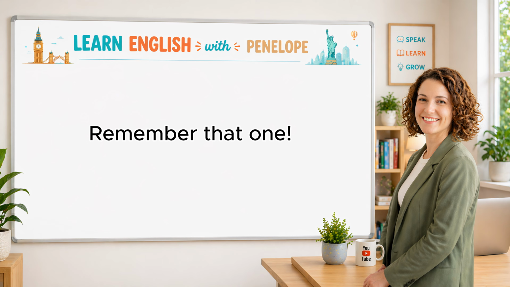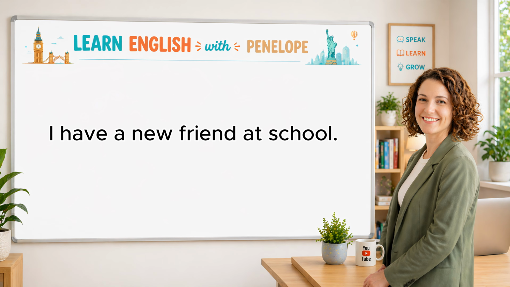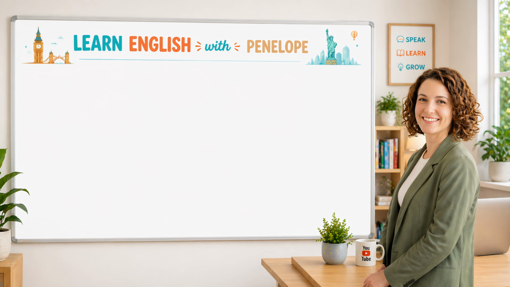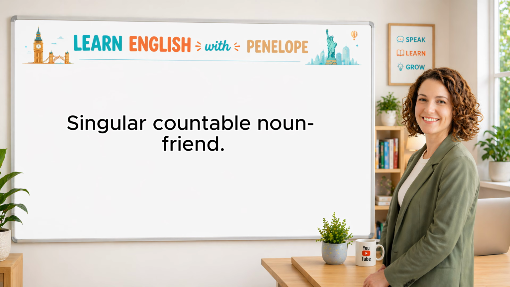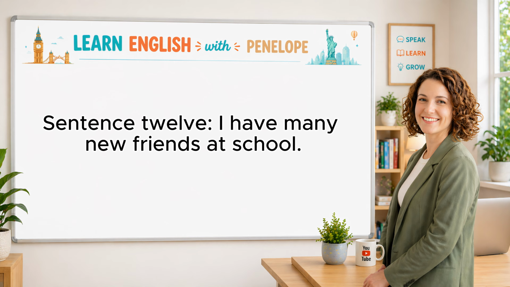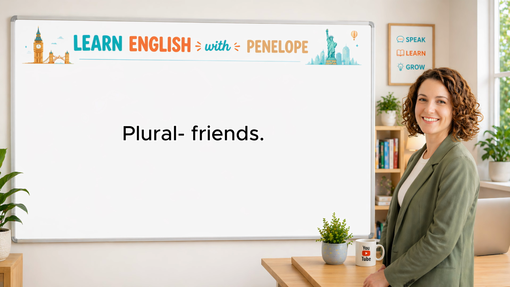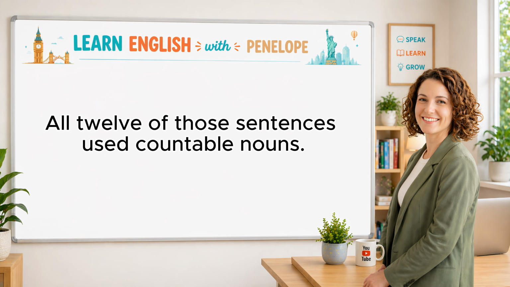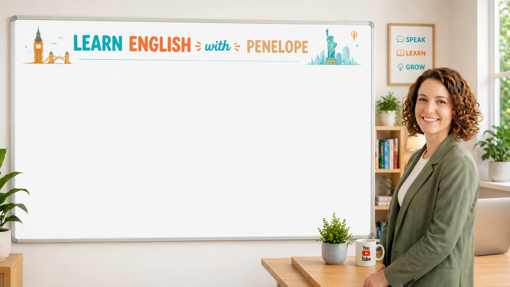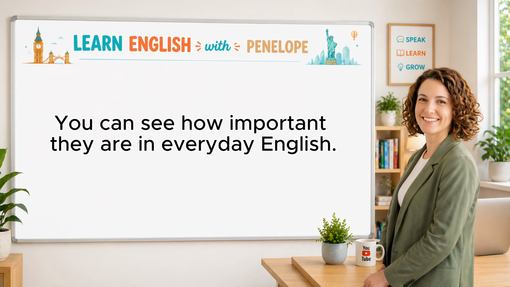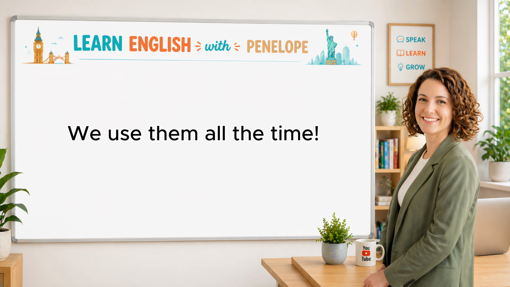Remember that one. Sentence 11. I have a new friend at school. Singular countable noun, friend. Sentence 12. I have many new friends at school. Plural, friends. All 12 of those sentences used countable nouns. You can see how important they are in everyday English. We use them all the time.